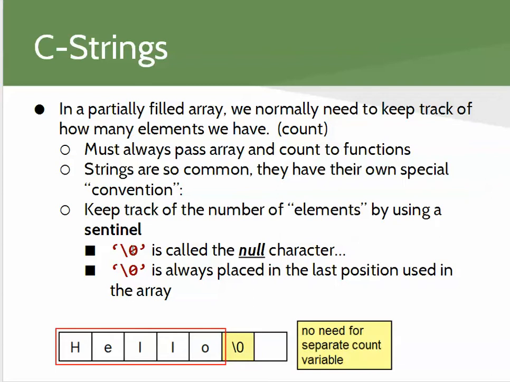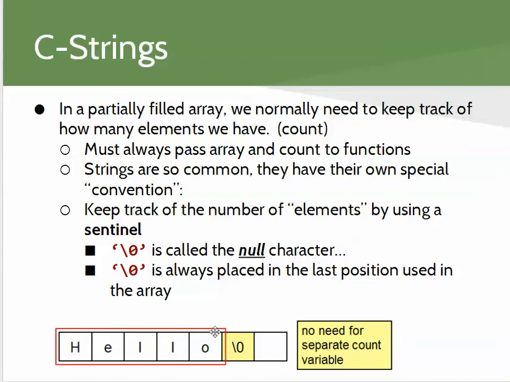So this is a 0. So the null character, you can type it in. You can't type it on a keyboard, because there's no key corresponding to it. But if you type \ and 0, that'll be the null character. That character is always placed as the last character in the string.